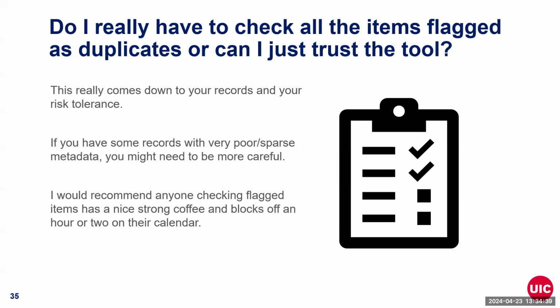If you are manually checking, which is not a bad thing to do, it's just always weighing the time and energy. But if you're like, no, I really want to have someone double check everything that's flagged as a duplicate to make sure that there's nothing in there that actually isn't, I'd say have a nice strong coffee and block off an hour or two in your calendar. It's not a good thing to try and do in 15-minute chunks, especially because most of the tools don't allow you to easily put a pin in the place where you're leaving off and then start again.